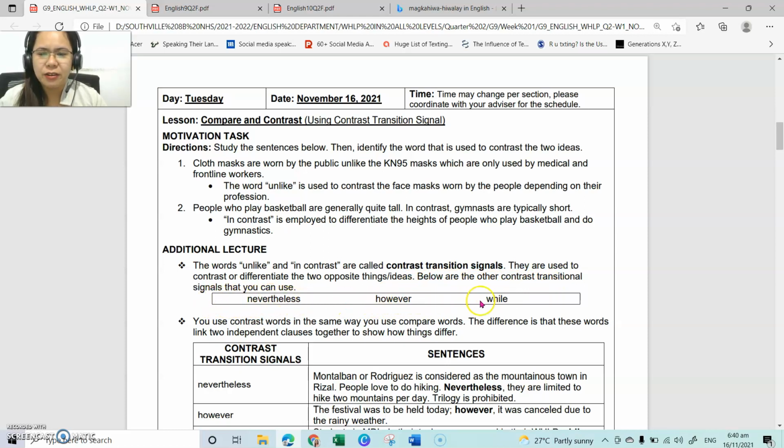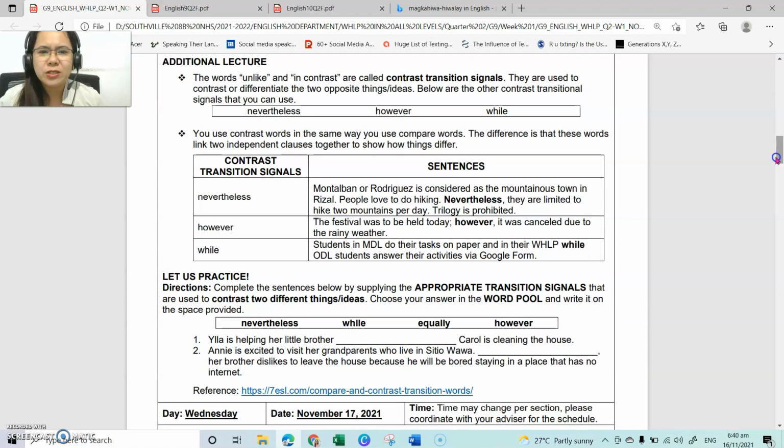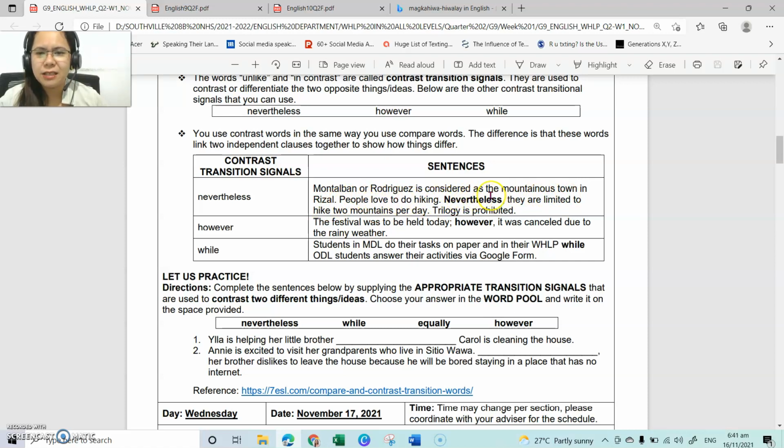Nevertheless, however, while. You use contrast words in the same way you use compare words. The difference is that these words link two independent clauses together to show how things differ. Now, contrast transition signals. So here we have nevertheless. For example, Montalban or Rodriguez is considered as the mountainous town in Rizal. People love to do hiking. Nevertheless, they are limited to hike 2 mountains per day.